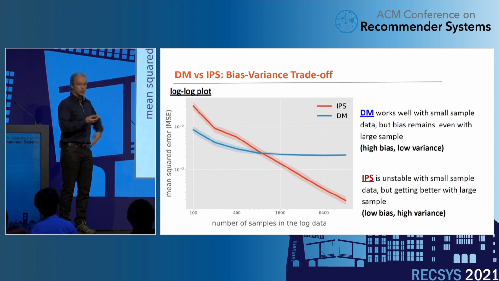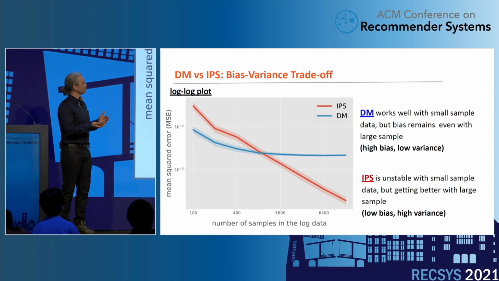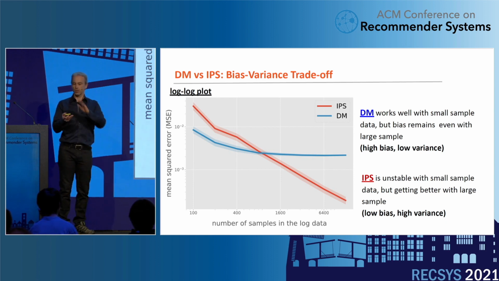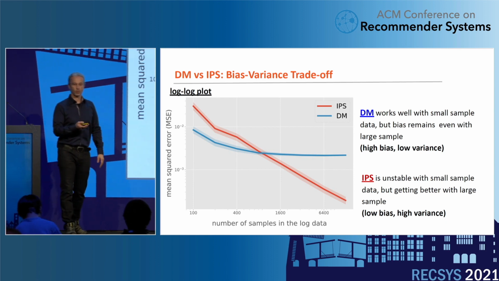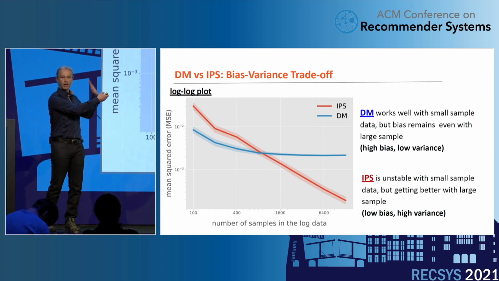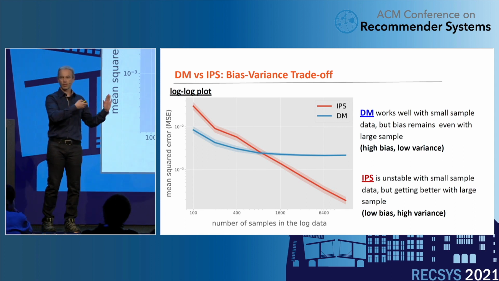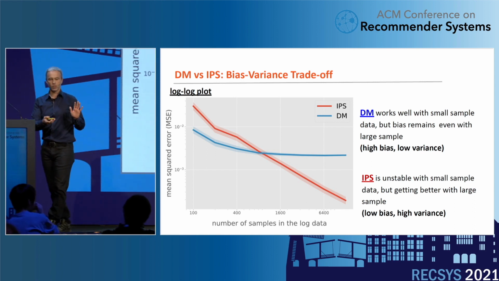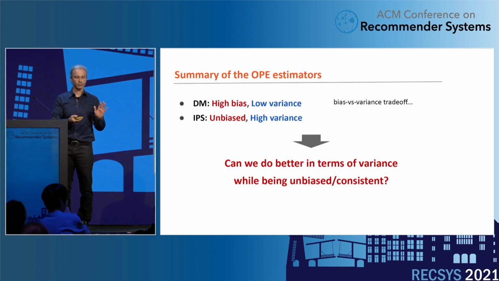So that also tells you that there are trade-offs between the two. And much of what Yuta is going to talk about in the second part of the talk is how you can deal with these two extremes, high bias in the direct method and high variance in the IPS method, and combine the two so that you get the best of both worlds.